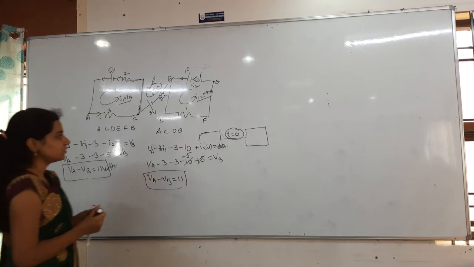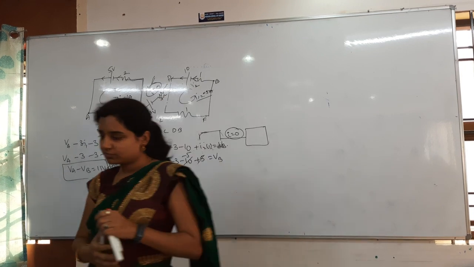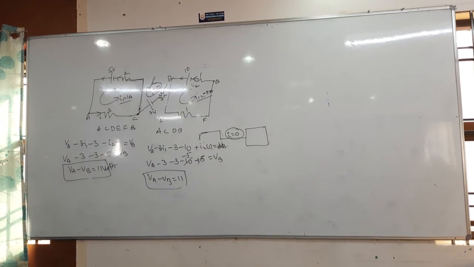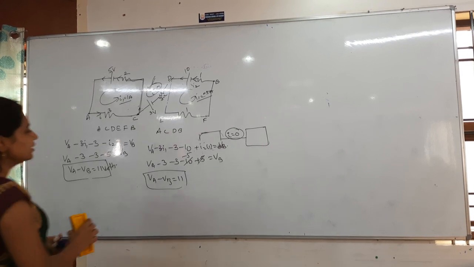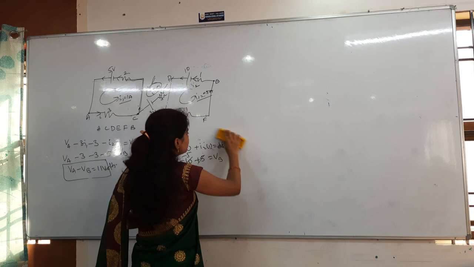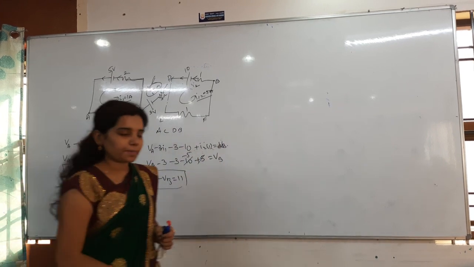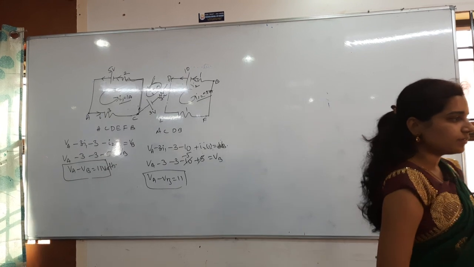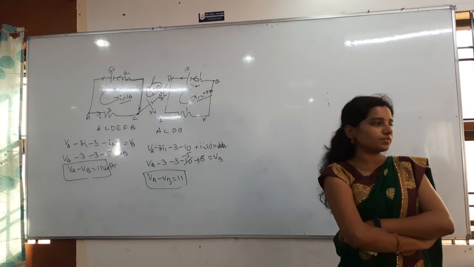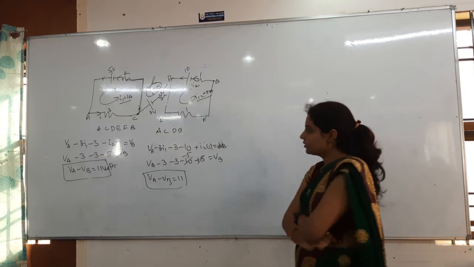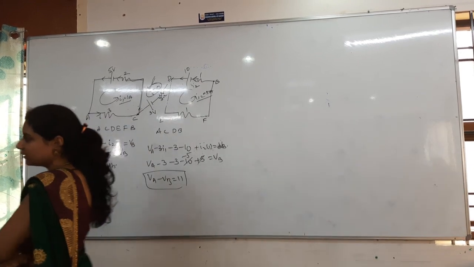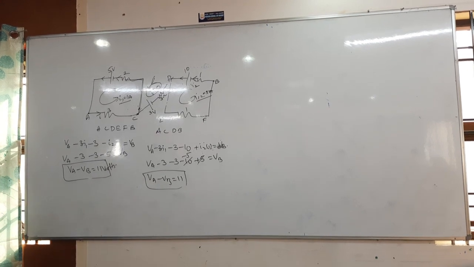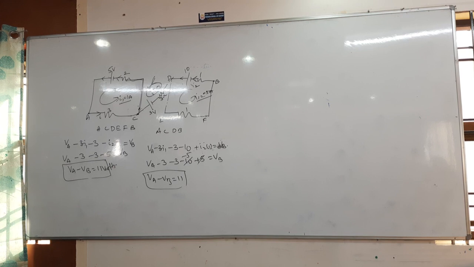Copy that. And also you write this note point. In the branch which is connected in between two loops, there will be zero current. Note on that.